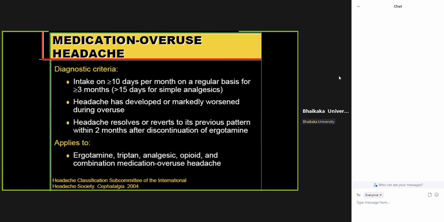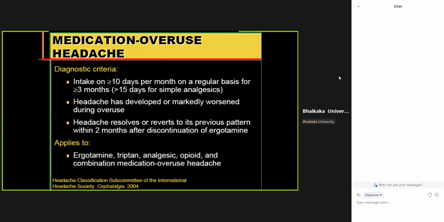When the patient takes analgesics for more than or equal to 10 days for at least more than or equal to 3 consecutive months, that is analgesic overuse. Headache should worsen during the overuse of the drug, and when you stop the drug, headache should become normal or should revert to the previous pattern within 2 months.